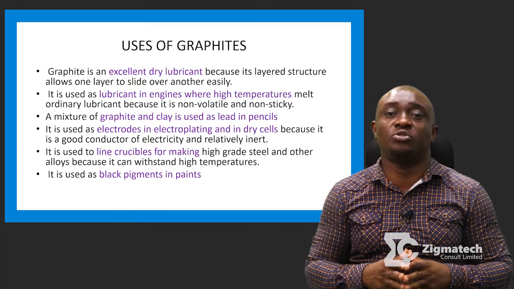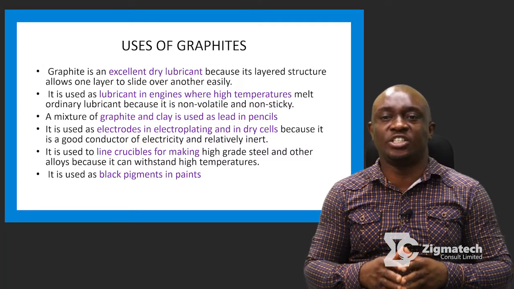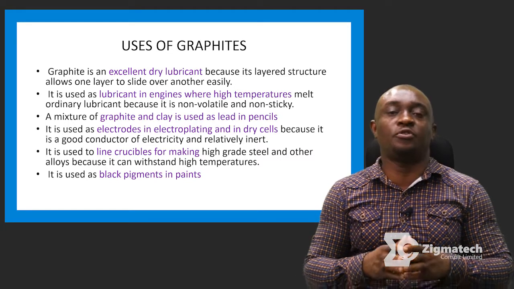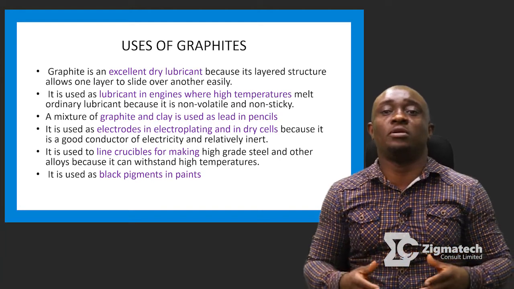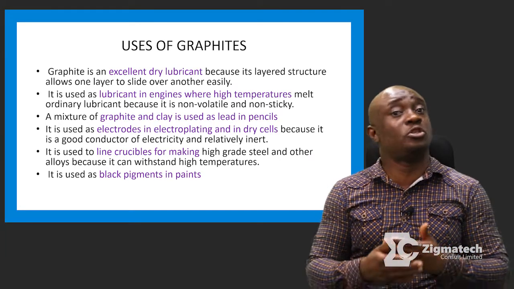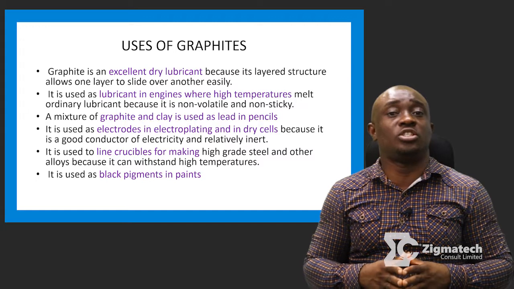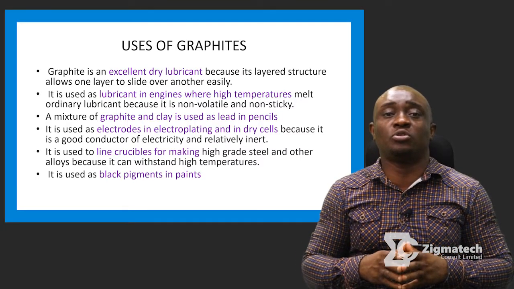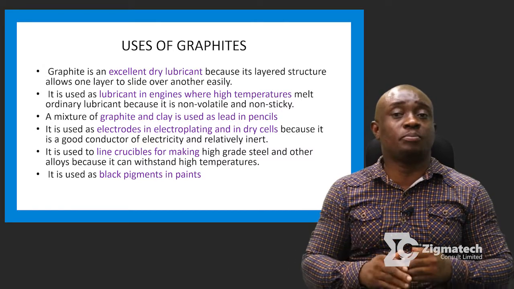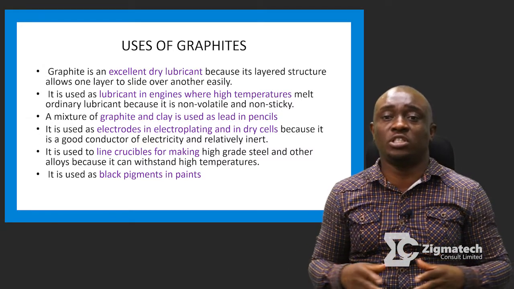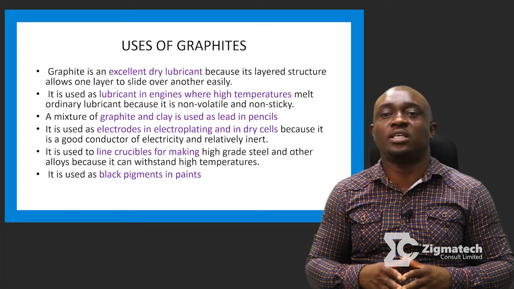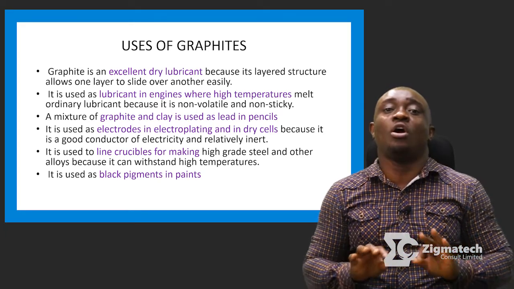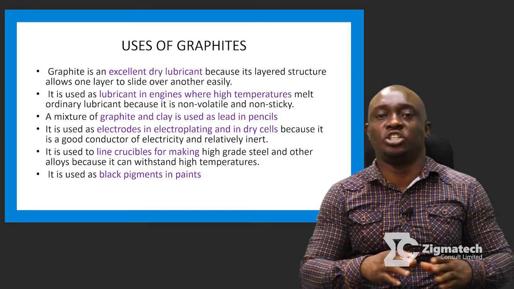Number 2, it is used as lubricant in engines where higher temperature melts ordinary lubricant. In this case, if you use grease, higher temperature will melt it, and it will run out. Within a space of 30 minutes or 1 hour, you discover that the engine does not have anything to lubricate it. But if you use graphite, temperature does not bring it down, because the melting point of graphite is higher than all these oils. Because of that, it is non-volatile and non-sticky. It does not stick to anything or accumulate on one side and allow the engine to suffer.